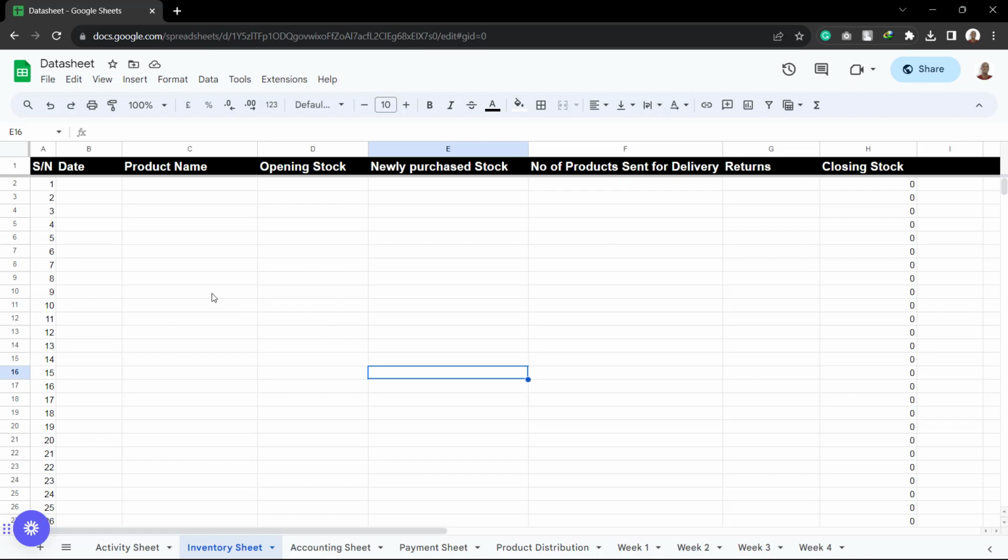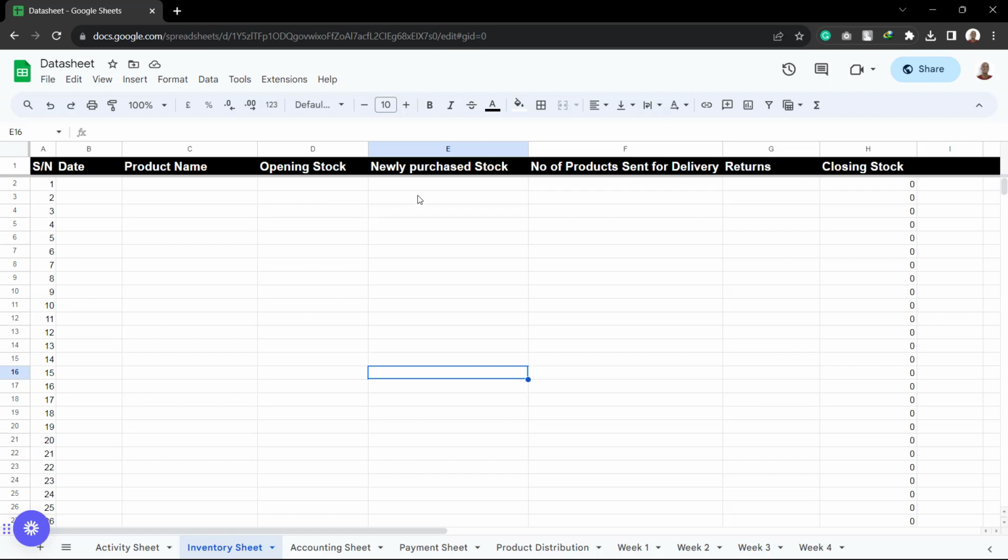So as for the inventory sheet itself, it has quite a number of columns. The first one is the serial number, so that's just the serial number for the sheet itself. The second one is the date, that's the date at which you are recording the data that you want to input. The third one is the product name, that is the name of the products we are selling. The fourth one is the opening stock. The opening stock is the amount of products we have left at the beginning of that day with us.